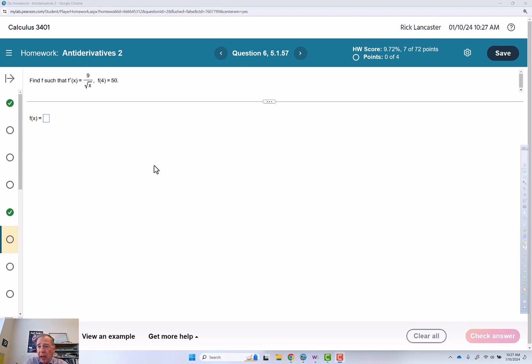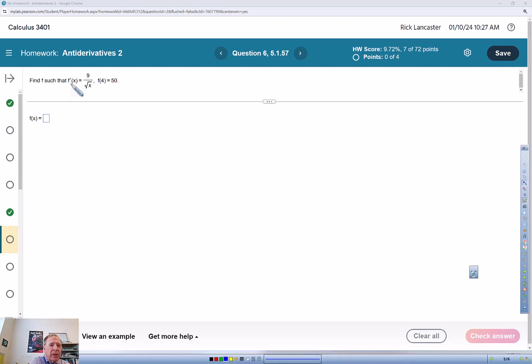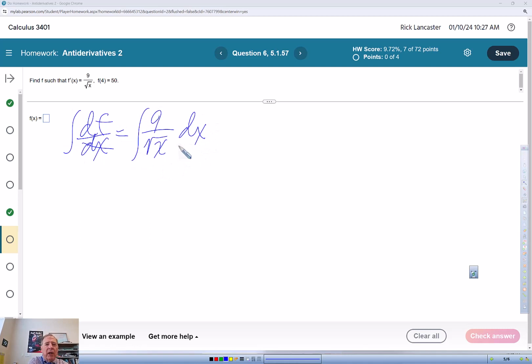So the first thing I'm going to do is turn this f prime of x into df over dx. And that equals 9 over the square root of x. Now I'm going to multiply both sides by the dx and integrate, or antiderive, each side. So this is going to give me f of x. And I'm going to rewrite this a couple of times.